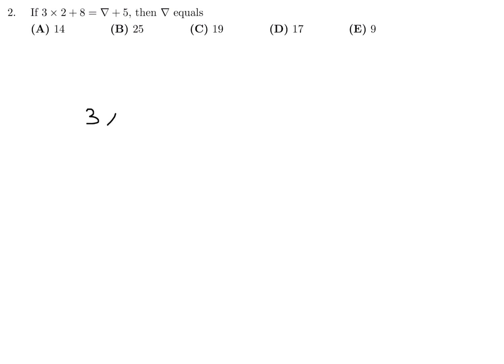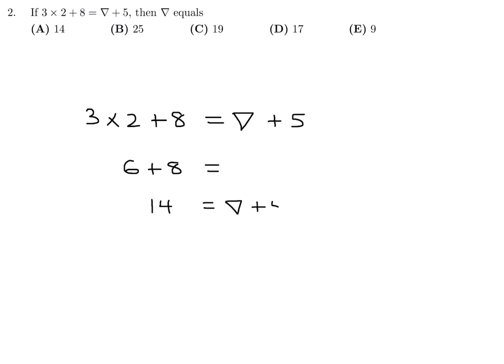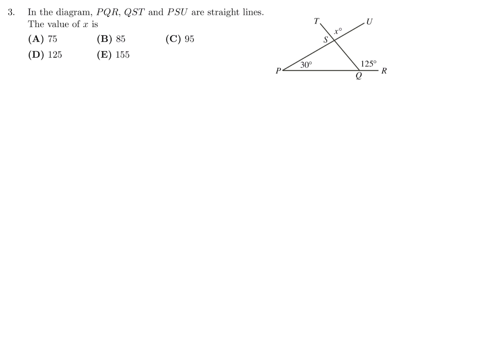3 times 2 plus 8 is equal to symbol plus 5. 3 times 2 is 6 plus 8. 6 plus 8 is 14. And that is equal to symbol plus 5. Subtracting 5 from both sides, you get 9. So number 2, the answer is E.